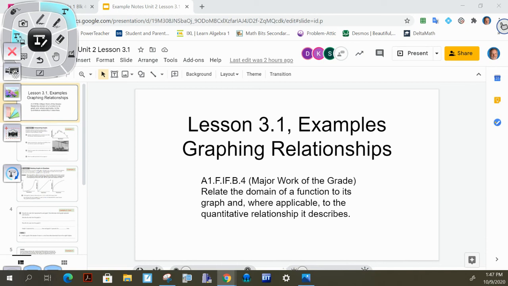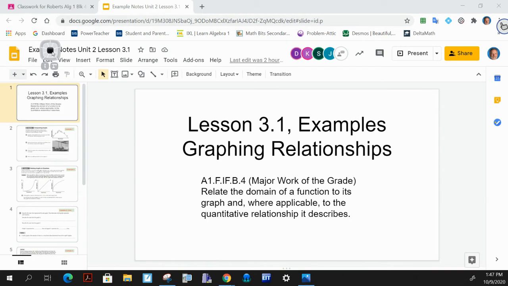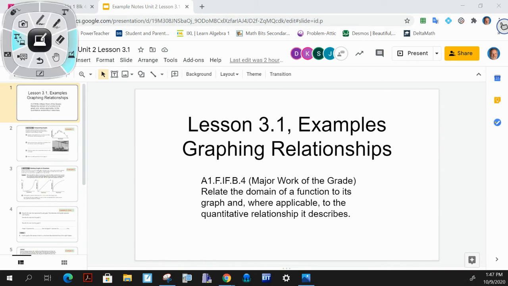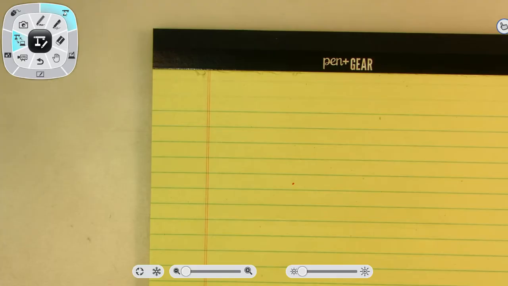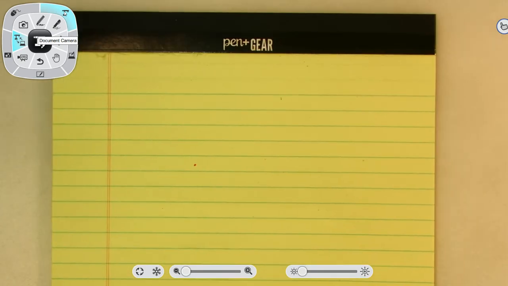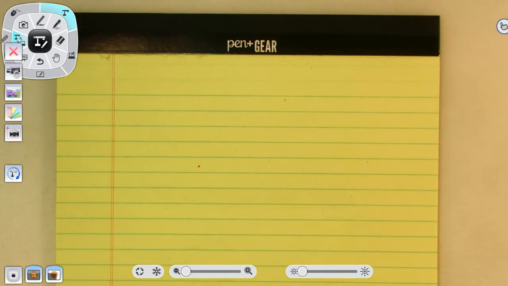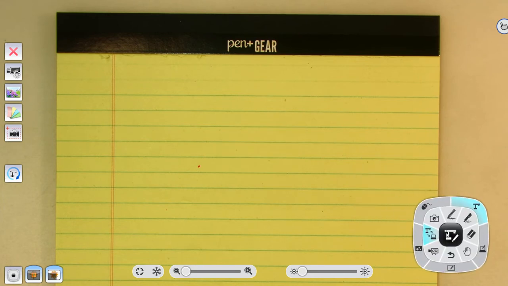We're looking at graphing relationships, and we're looking at some examples and how to interpret those relationships and write them in graphs. I'd like to start out with a few examples, and we're going to label these 1 through 5. We'll start out with example 1 first and work our way through.